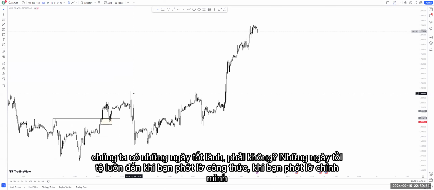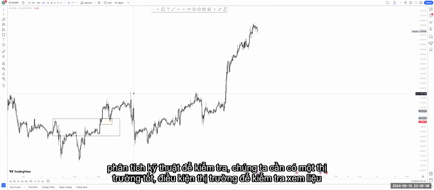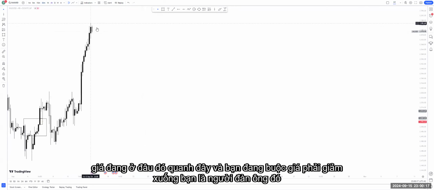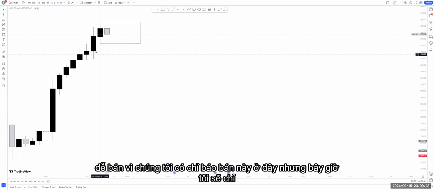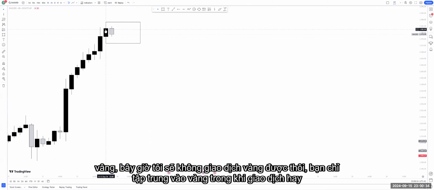Shit days always come when you ignore the formula, when you ignore your SOP. So we need to have a good mindset in check. We need to have good technical analysis in check. We need to have a good market condition in check. If the price is somewhere around here and you are forcing for the price to drop down, you're dead, man. We can start looking for possibilities on gold once the price closes as an EG sell, because we have this selling indicator over here. But for now, I'm just not going to trade gold.